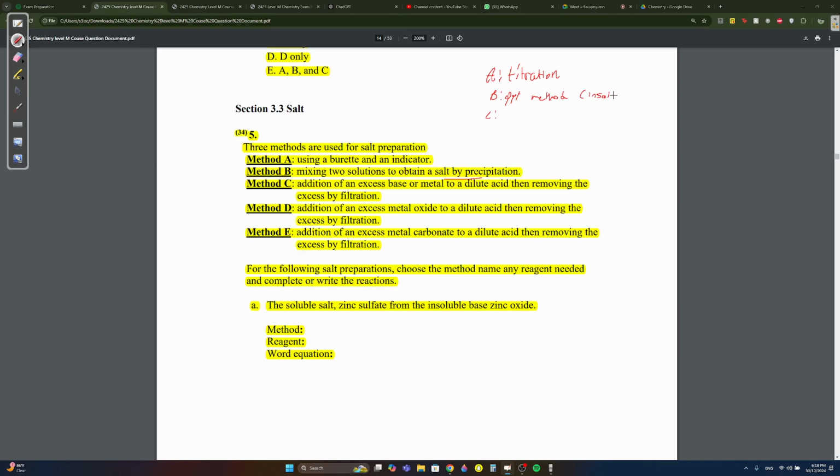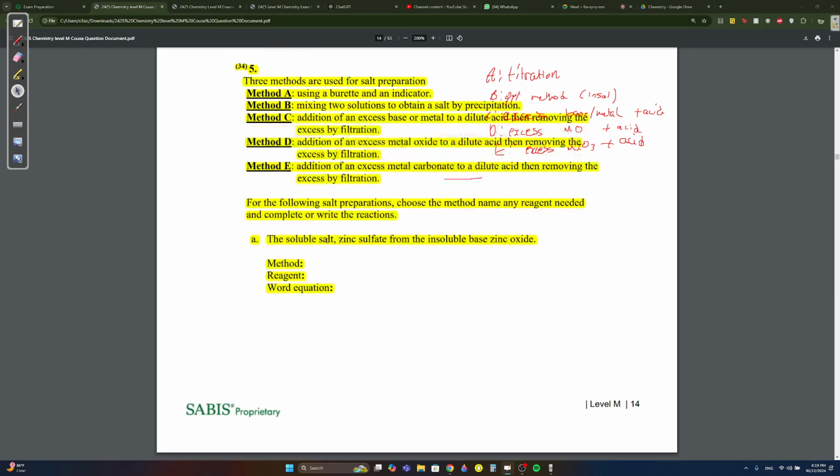Thank you, Laith Nasser Saleh Alaouni, for mentioning this to me also. Addition of an excess base or excess metal. Obviously, this is the excess method. So this is base. So these are almost the same. Okay, yes, this is base slash metal. Base or metal plus acid. So D is excess metal oxide plus acid. And then E is excess metal carbonate plus acid.